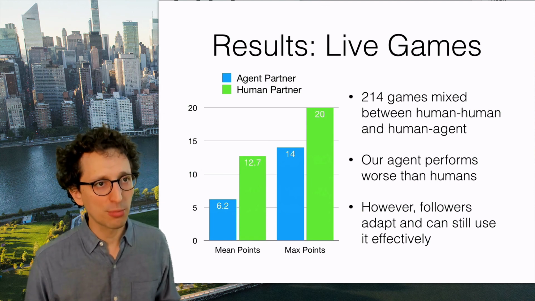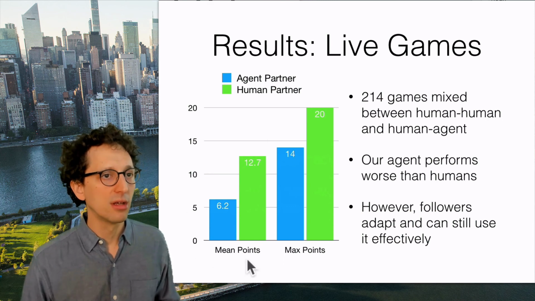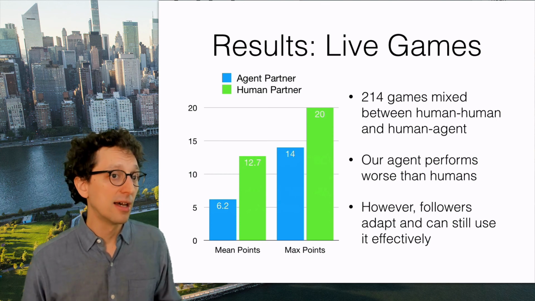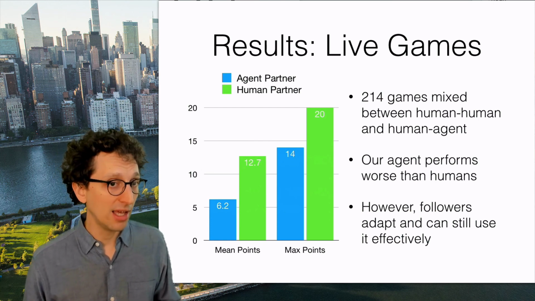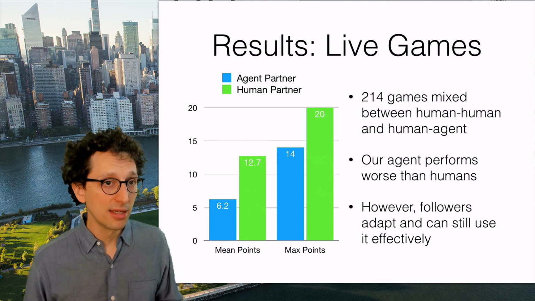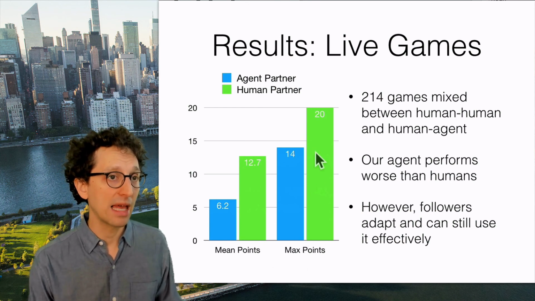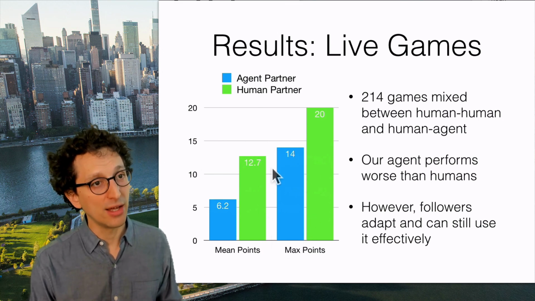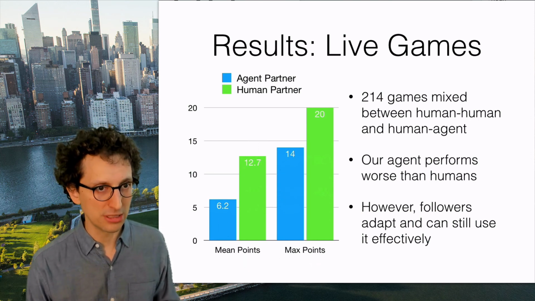And as you can see, our agent performs significantly worse. On average, they're getting about half the points that the Wizard of Oz human games are getting. This is, of course, to be expected. But it does show us that they're able to still effectively collaborate with the agents. And the human leaders that adapted to the system well were able to perform really well. The max scoring game that we had between a human and an agent partner was 14 points, which is significantly higher than the average game between humans.